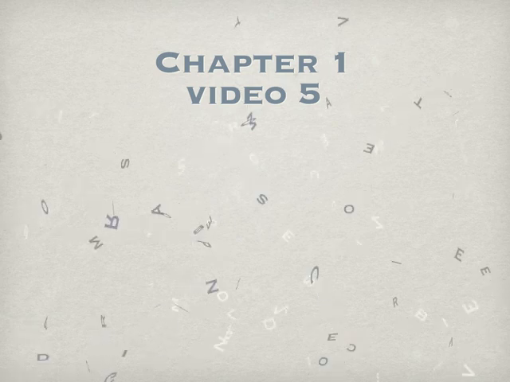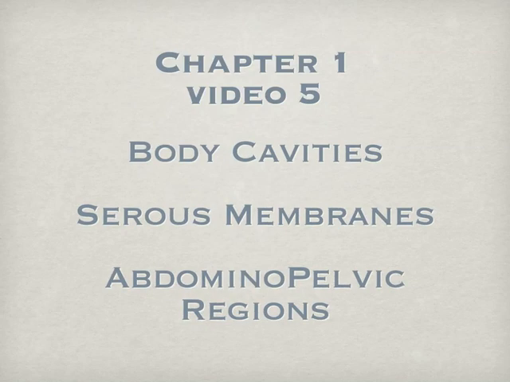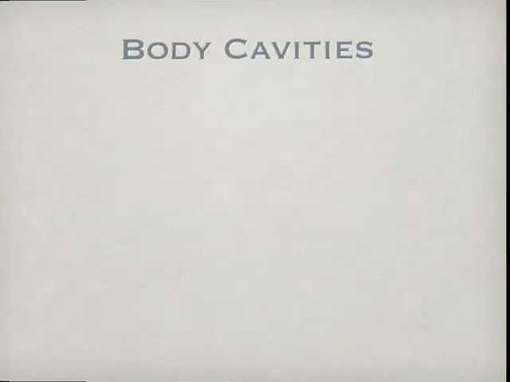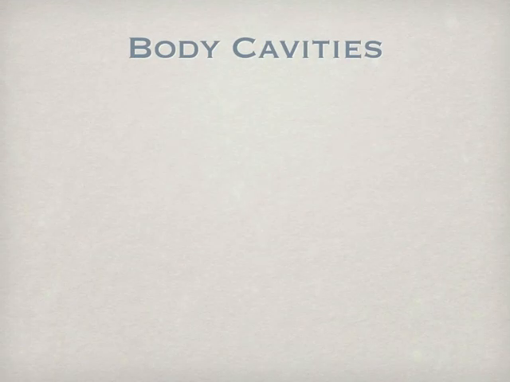Welcome to this last video in Chapter 1. Here we'll be discussing three main topics. We'll be talking about body cavities, serous membranes, and abdominopelvic regions. Body cavities first. There are actually two separate internal body cavities that protect your internal organs.